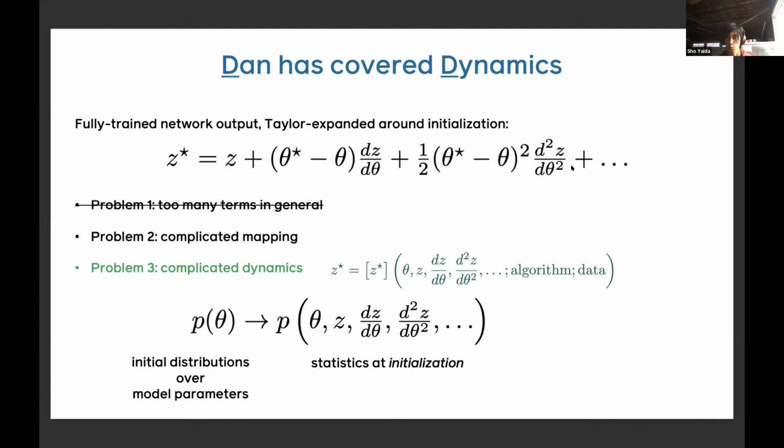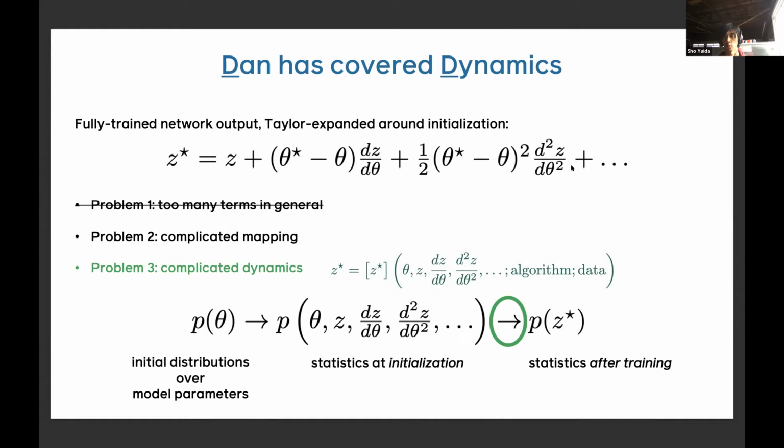And if you use that information or technique, then you can complete the map to the end. For each instantiation of the model, you can solve the dynamics. So you can now have a map from the distribution over the things at initialization to the statistics or distribution over the trained network after the training. So that was the main message of Dan's talk, and this is what you should have philosophically taken out from his lectures.